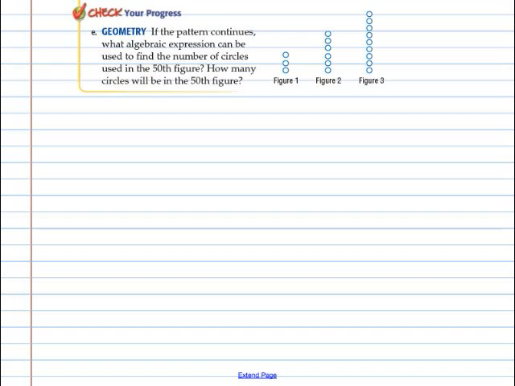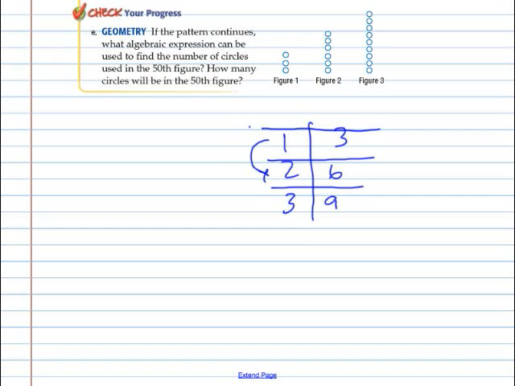If the pattern continues, what algebraic expression can be used to find the number of circles used in the 50th term? How many circles will be in the 50th term? Well, figure 1, we have 3. Figure 2, we have 6. Figure 3, we have 9. So we can see that these are increasing by 3.